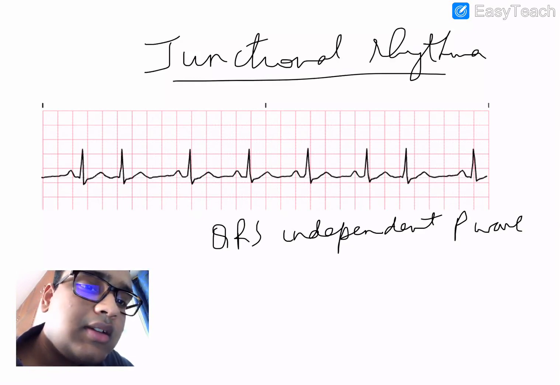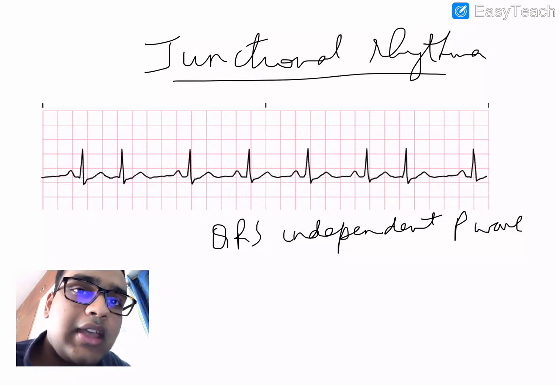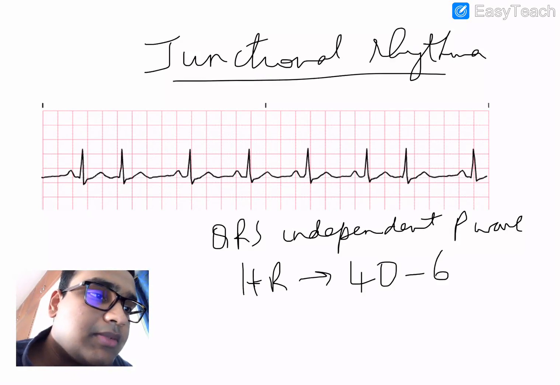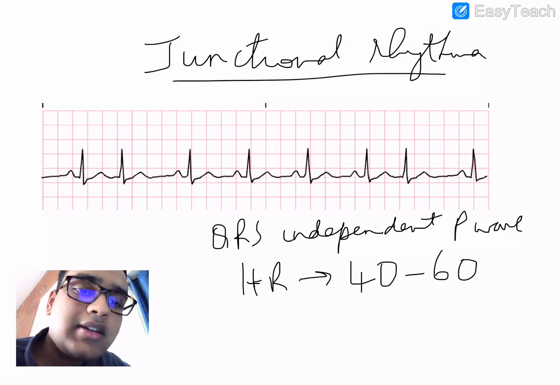So this occurs when the signal generated in SA node is completely blocked in the AV node and doesn't go to the ventricles. So the ventricles are triggered by the intrinsic nature of AV node itself. So the normal junctional rhythm heart rate would be less, 40 to 60 beats per minute, because it is generated by the AV node.